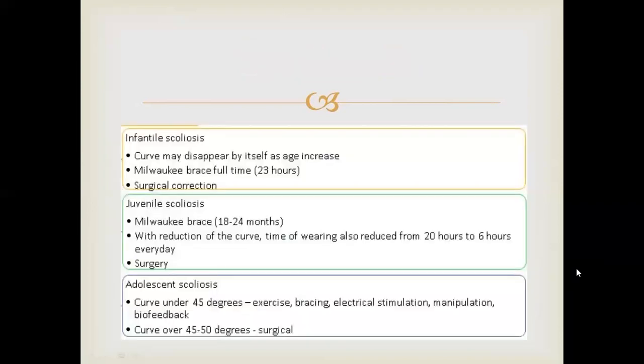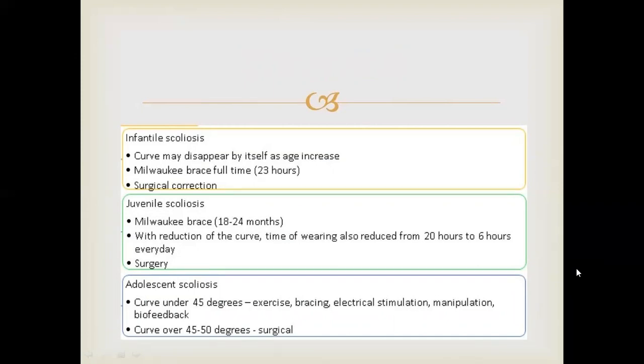As you can see, infantile scoliosis curves may disappear by themselves as age increases. A Milwaukee brace is used full time, 24 hours. Surgical correction may follow. Juvenile scoliosis is treated with a Milwaukee brace 18 to 24 hours. With reduction of the curve, the time of wearing is also reduced from 20 to 6 hours every day. And surgery is required in juvenile scoliosis.